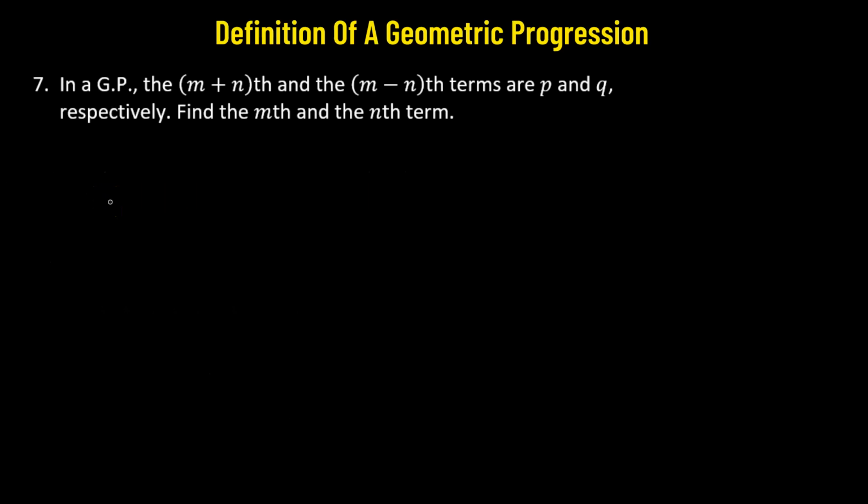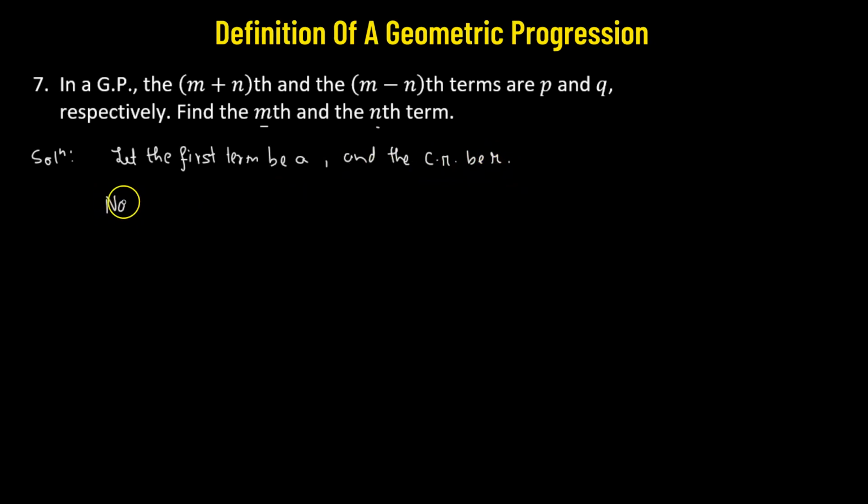Problem number 7. In the geometric progression, it's given that the m plus nth term and the m minus nth term are given by p and q respectively. So using this information, we need to obtain the mth and the nth term. So let's begin. We will be specifying the first term as well as the common ratio. So let the first term be represented by the letter a in lower case, and the common ratio is going to be represented by the letter r in lower case as well.